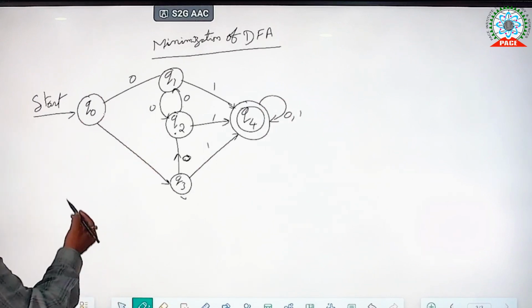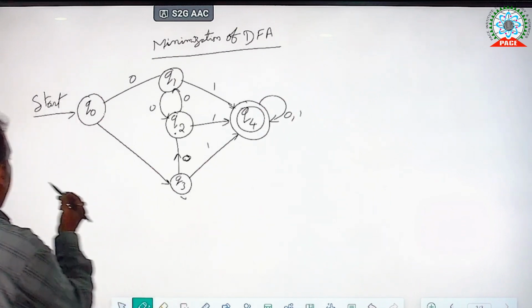So based on this, we have to draw the transition table.